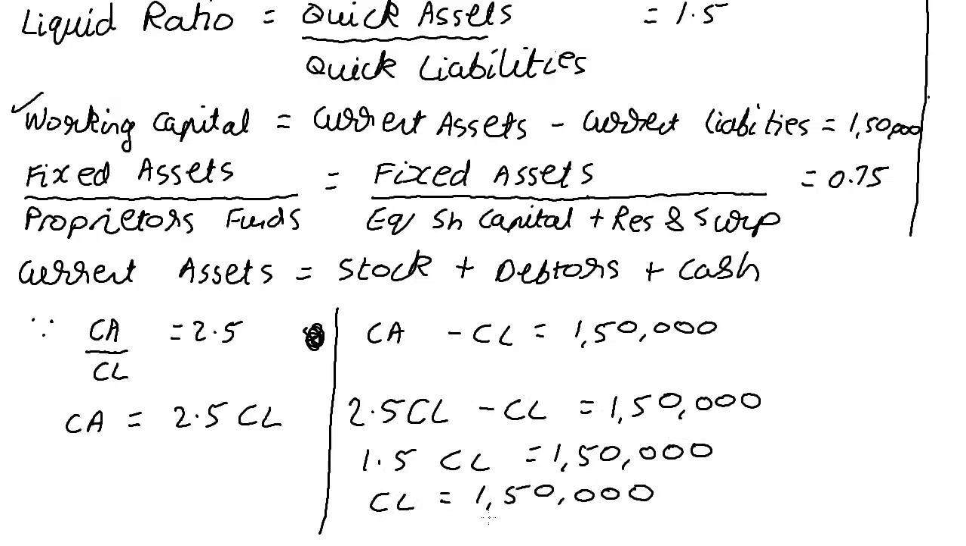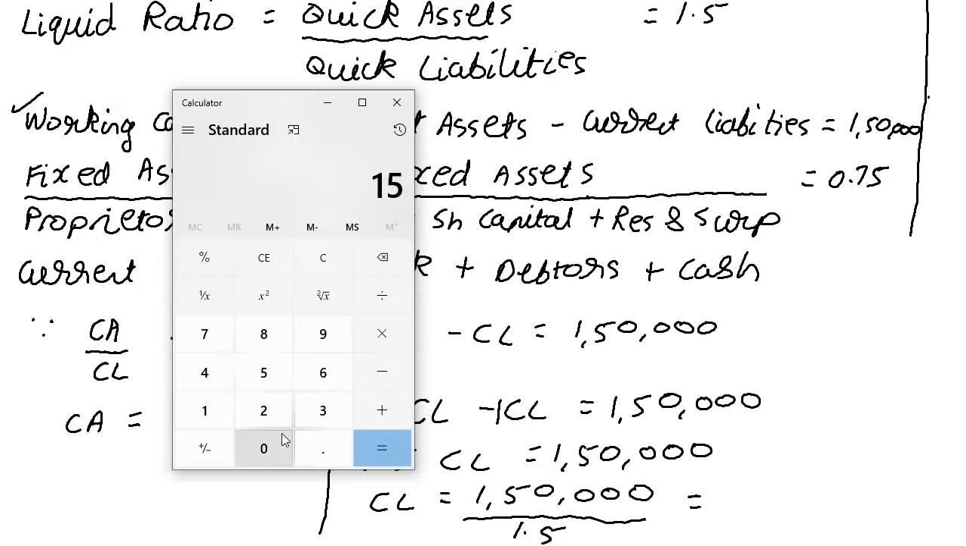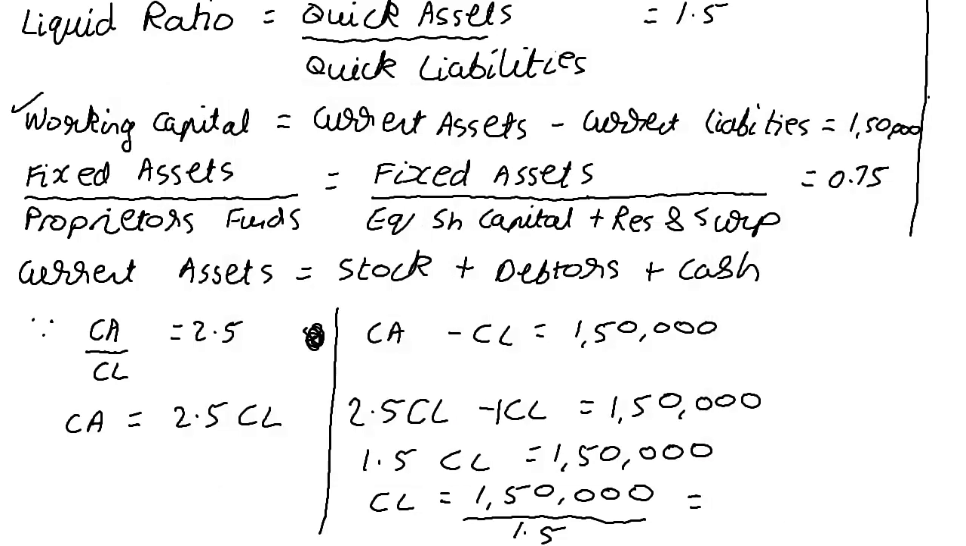1,50,000 upon 1.5. For those of you who are a little weak in algebra, 2.5 CL minus, if you have just got CL written on its own, it is understood to be 1 CL. So 2.5 minus 1 on the calculator gives you 1.5. Anyway, 1,50,000 upon 1.5, and I'm going to do this on the calculator, even though the answer should be 1 lakh, but let us be sure. 1,50,000 divided by 1.5 gives me a lakh. So I have 1 lakh as my value for current liabilities.